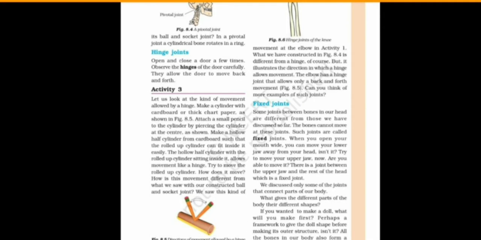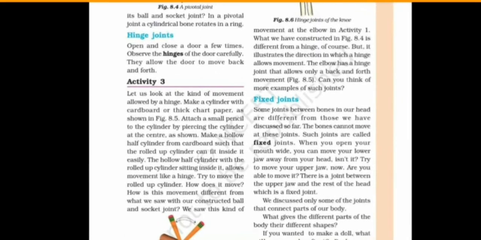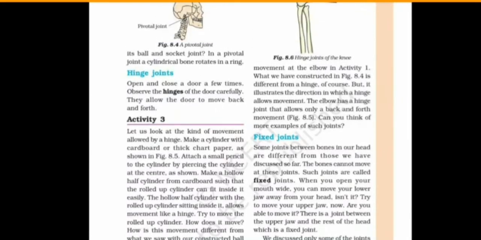I already explained to you about two types of joints. That is the ball and socket joint, which is located in the shoulder and hip joints, and also the pivot joints, which allow rotation only partially, and it is located between the neck and the head. Now see the third type of joints, that is the hinge joints.